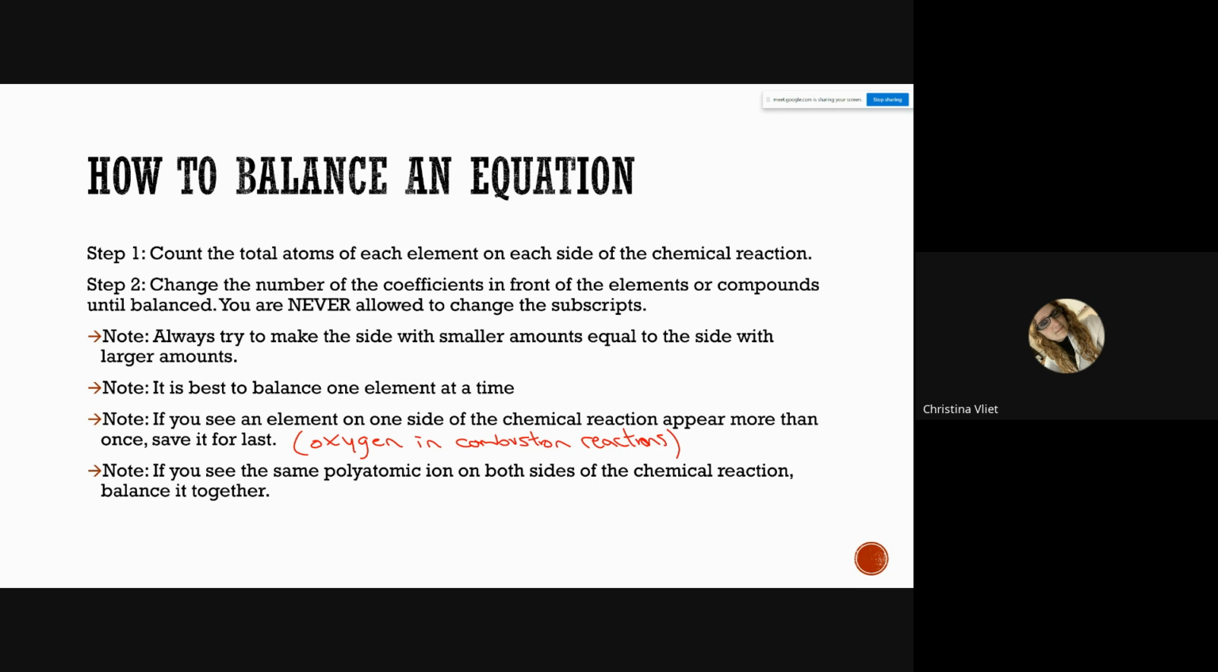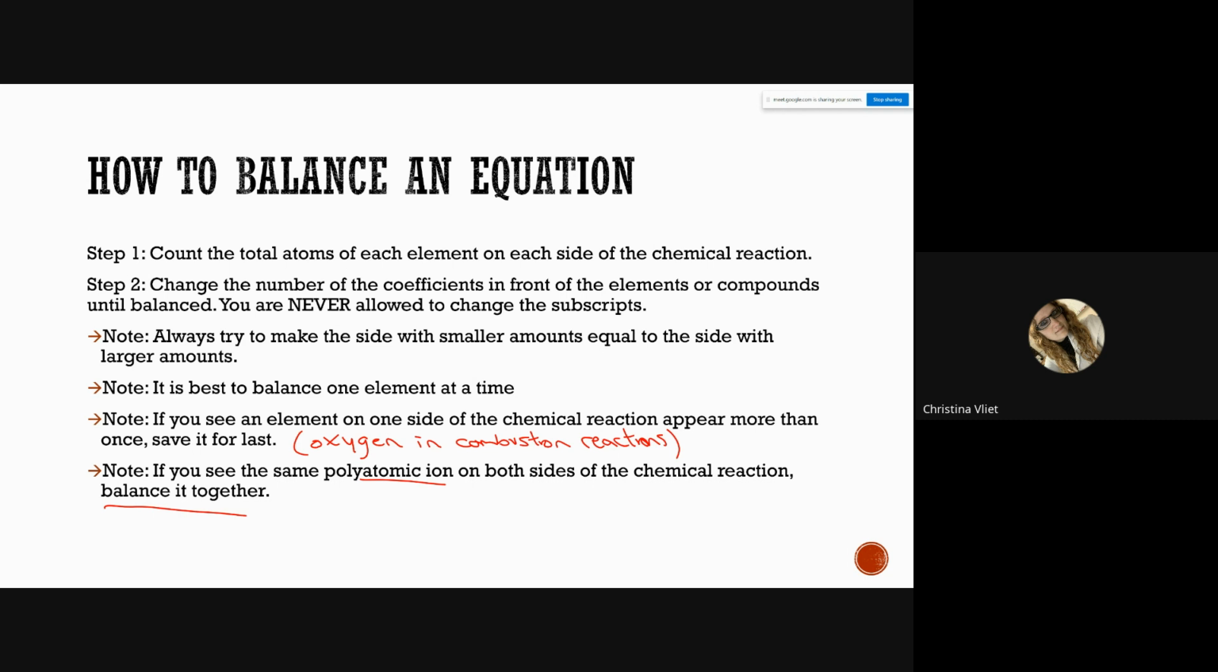And then if you see the same polyatomic ion on both sides of the reaction, like nitrate on the reactant side and nitrate on the product side, it is usually best to just try to balance that polyatomic ion together and not split it up into the individual elements. So these are the guidelines of balancing equations. But the best way to do this is to practice, to take a look at what we did and how we did it. I'm pausing for a minute just to give you some time to write this, and then we're going to move forward.